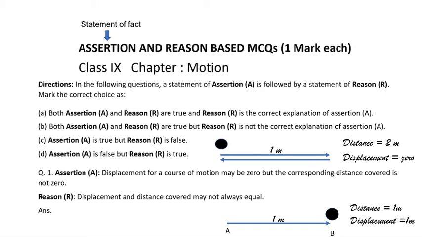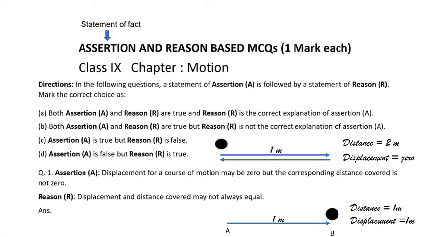In this case, distance and displacement are the same. It is not so in every case. We have taken here a linear motion, straight line motion. Since distance and displacement are the same here, but in previous cases, displacement can become zero, but distance cannot become zero.